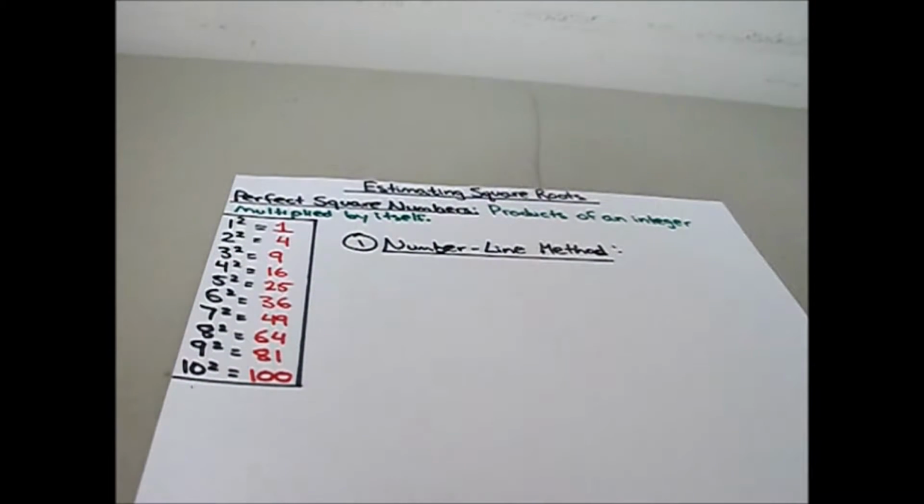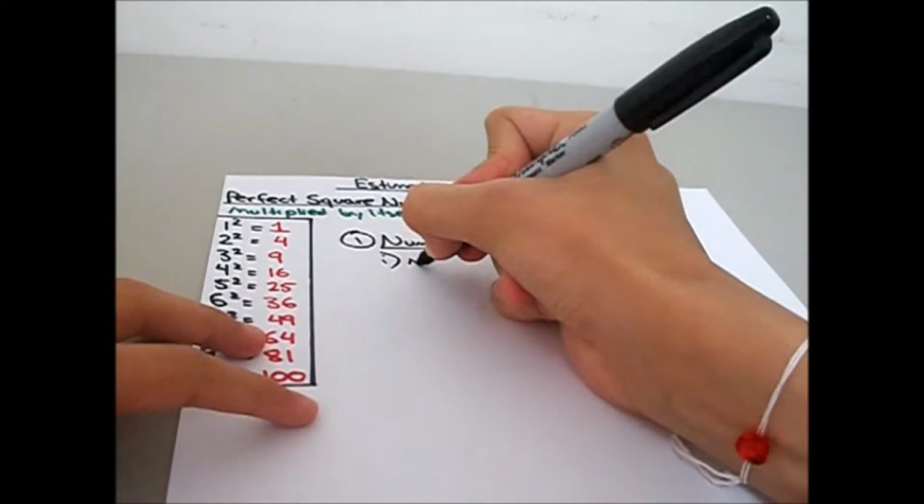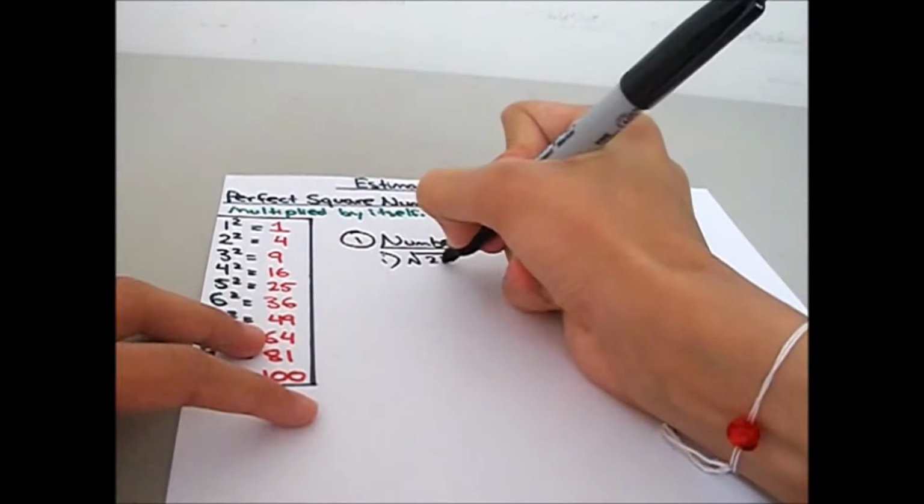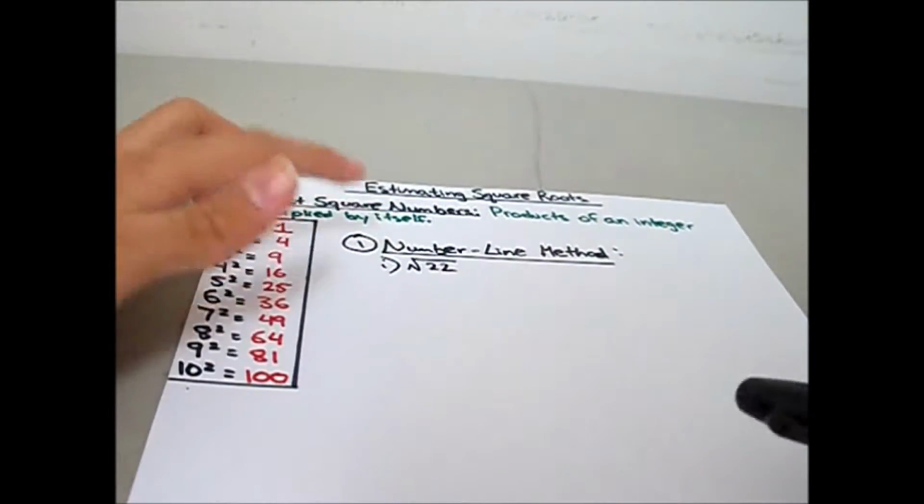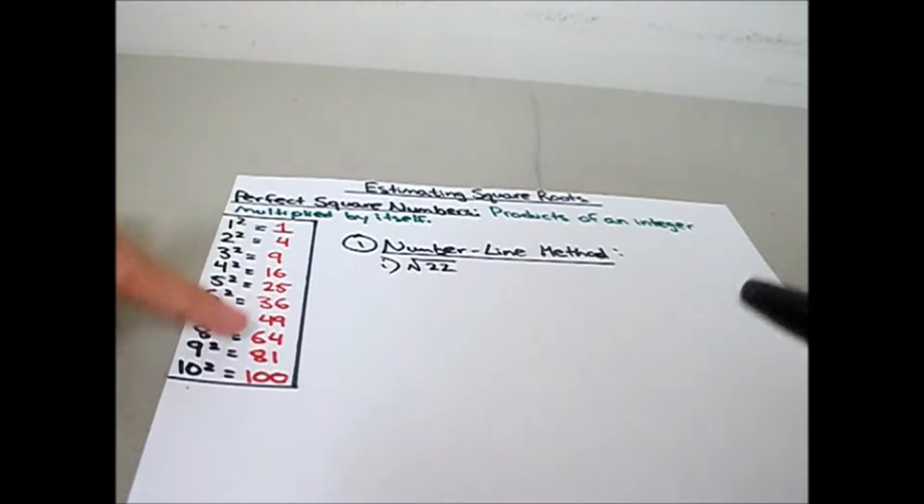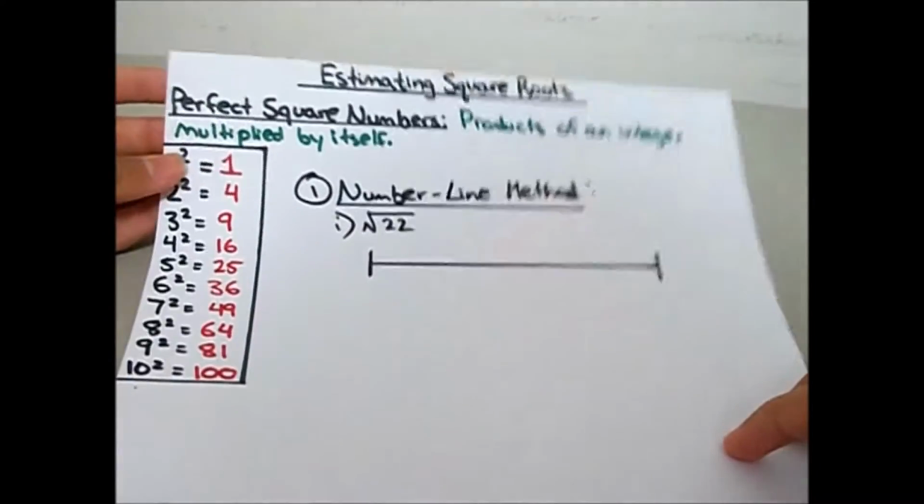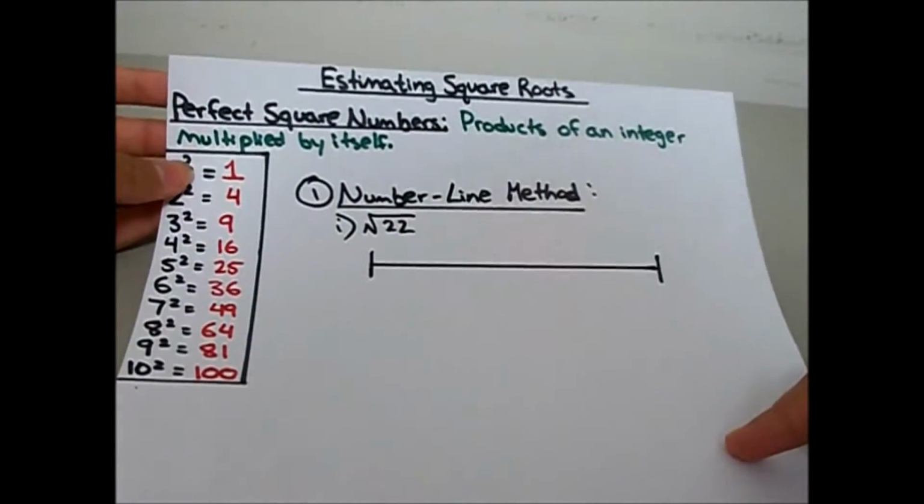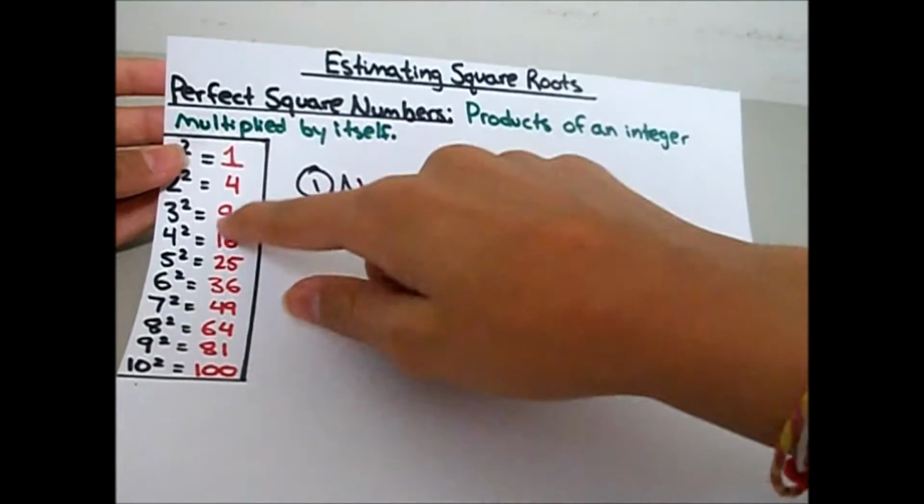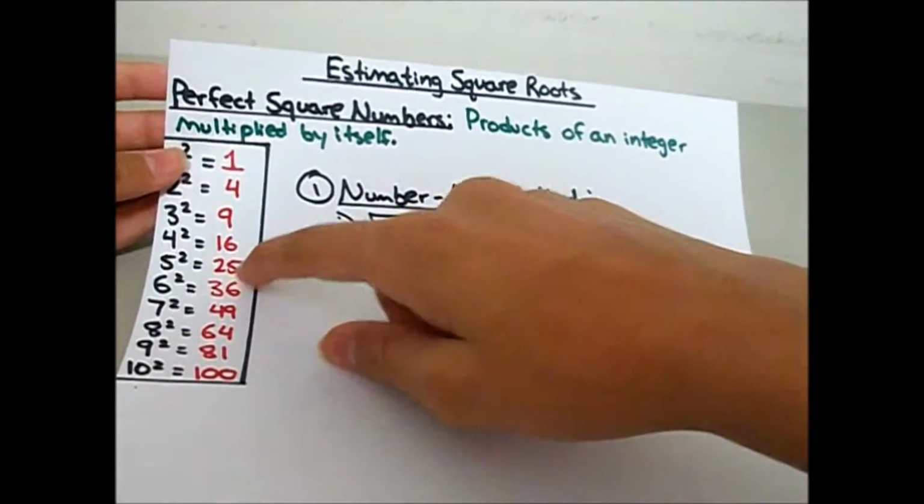So let's start with our first method of estimating square roots, the number line method. Suppose you have to find the value of the square root of something like 22. You know that this is not a perfect square number since it doesn't fit anywhere in this list. So how will you find the value? By estimating, and without using a calculator. The first thing I want to do is see where the square root of 22 lies. So it lies between 16 and 25.